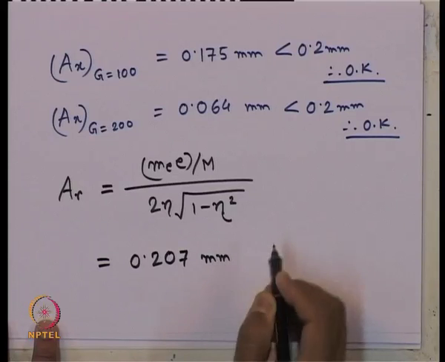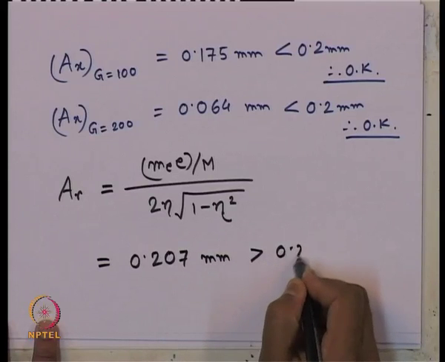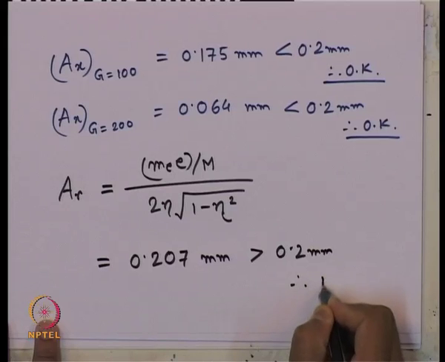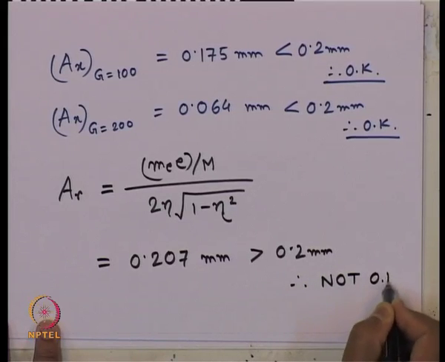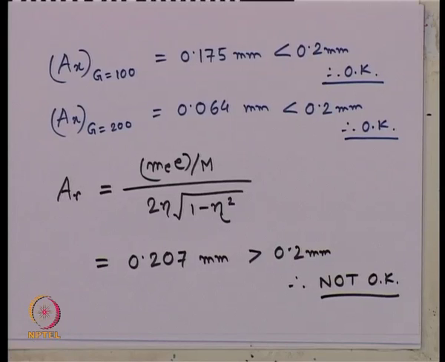So much of millimeter, which is again greater than 0.2 millimeter. Therefore, not okay. The design is not okay at resonance condition. So, when you are checking any design as a consultant in the design office, as a design engineer, you should check both the conditions as I have mentioned, both at operating frequency, that must be always less than the permissible limit, also at resonance frequency, preferably that also should be within the permissible limit.